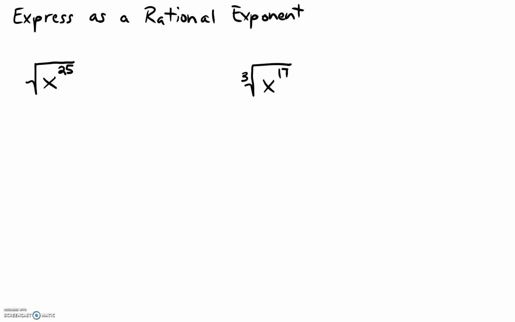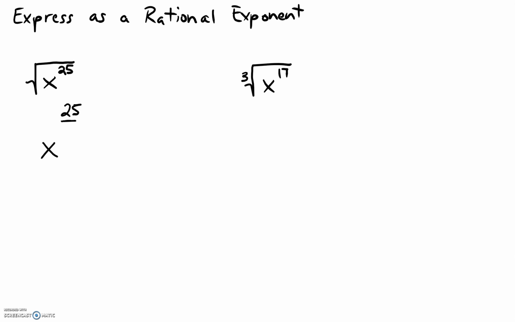We have the square root of x to the 25 power. So whenever you're writing a radical expression as a rational exponent, what you want to do is just write whatever your base is, in this case x, and then put a fraction line in the area that you would have an exponent. Whatever you're raising the x to, you want to write that number in the numerator of that fraction. So we have the square root of x to the 25, so we're raising x to the 25th power, so that goes in the numerator.